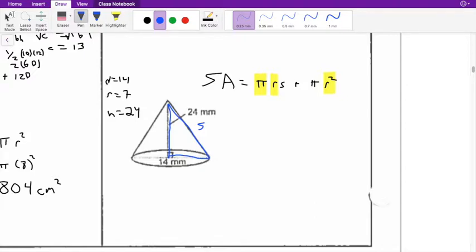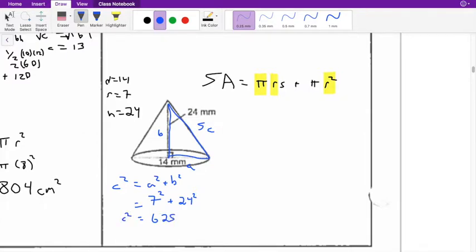So if we look in the triangle here, Pythagorean theorem, we could name this C if we're comfortable with that. So C squared is going to equal A squared plus B squared. Right? Now, we know our radius is 7, so that's going to be our A, and we know the height is 24. If we plug that into our calculators, we get 625. C squared equals that.